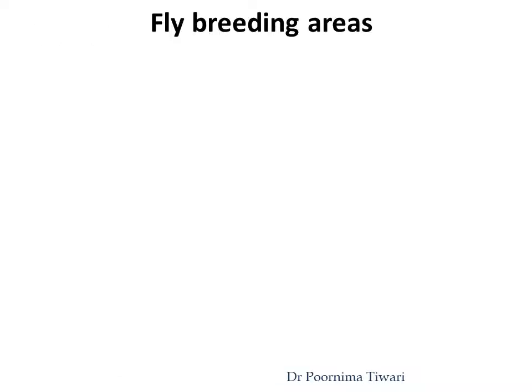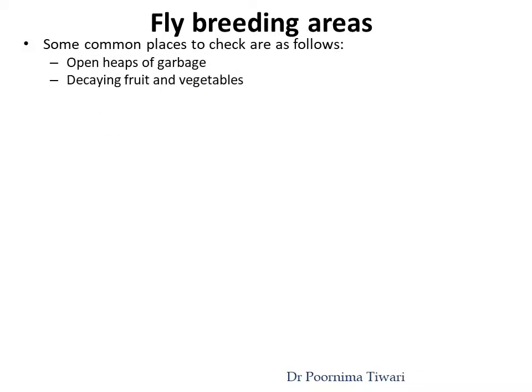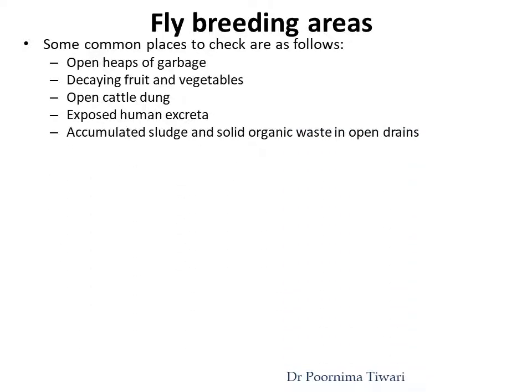Now, flies transmit a lot of diseases, so you have to look for areas where there may be potential for fly breeding, where the flies may lay their eggs. So, what are these areas? Open heaps of garbage, old decaying fruit and vegetables, open cattle dung, and human excreta which may be exposed, accumulated sludge or organic material if the drains are open, and other similar sites where flies like to lay eggs. So these are the potential fly breeding areas.